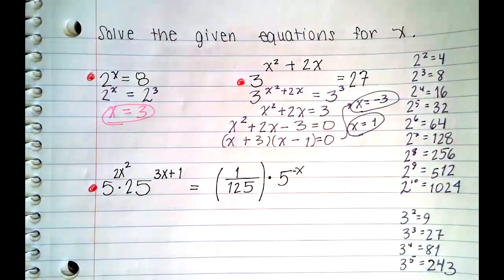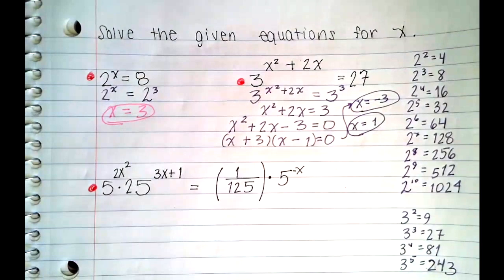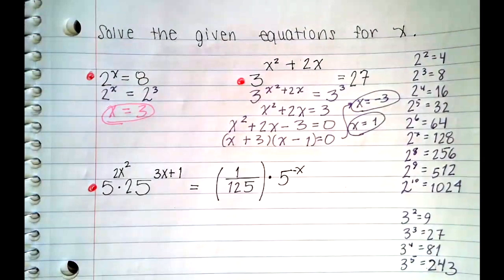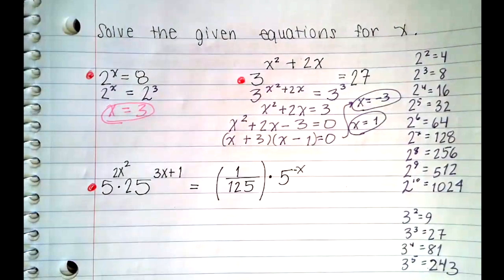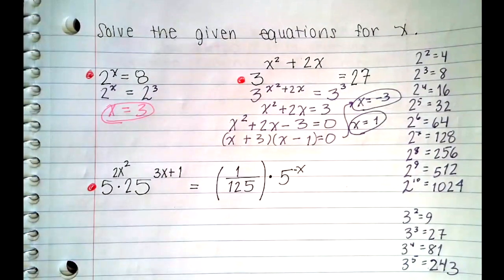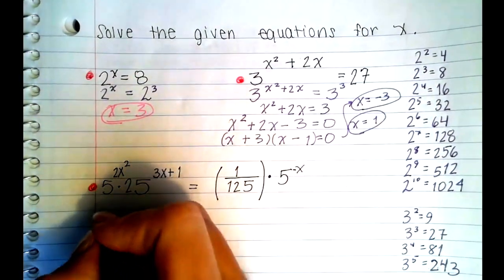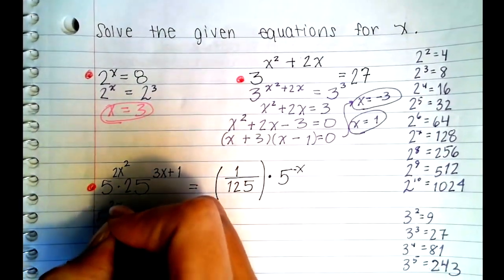For the third problem, we have a lot more going on. 5 to the 2x squared times 25 to the 3x plus 1 equals 1 over 125 times 5 to the negative x. Our exponents even have exponents. If we look at all these numbers, what number do they have in common? What is the common base? How can we rewrite 5, 25, 1 over 125 so that they all have the same base? What would that base be? That base would be 5.